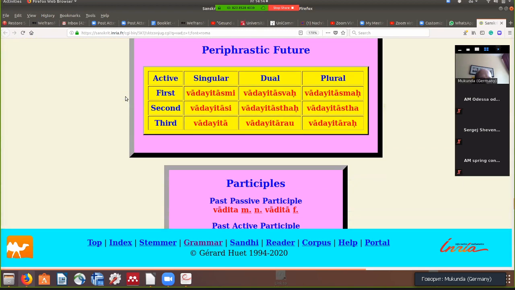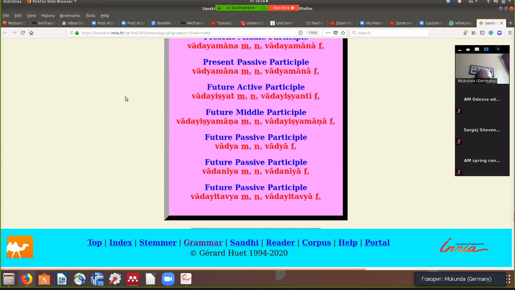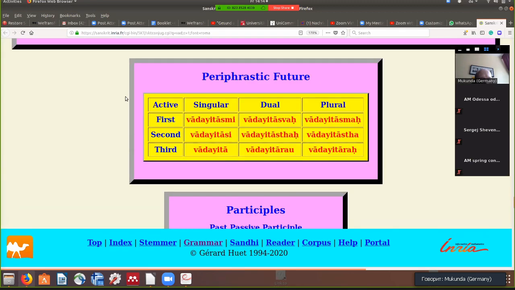And they have the whole paradigm, and again with all the times and different participles.